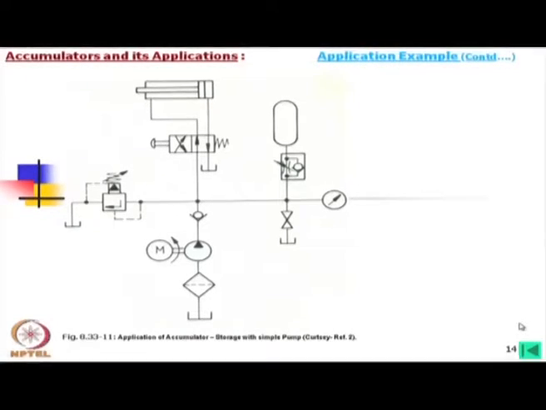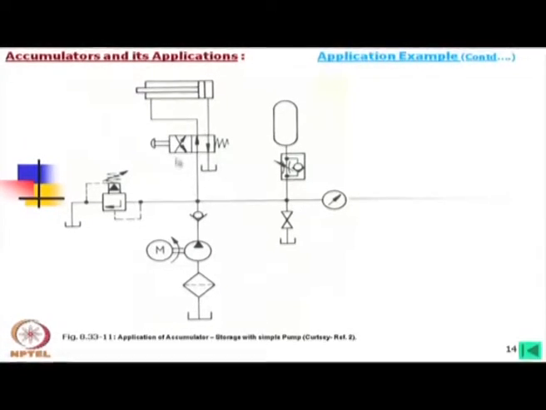Now, next to that, application of accumulator storage with a simple pump. In that case, this is a very simple system, but we again have an on off type valve, a 4/3 on off type valve. This means that either this position or this position will be there. So, let us consider the normal position which is shown. In that case, oil is going to the accumulator as well as to the system, depending on the pressure and flow requirement. Accumulator will be charged, or from the accumulator oil will flow to the system.